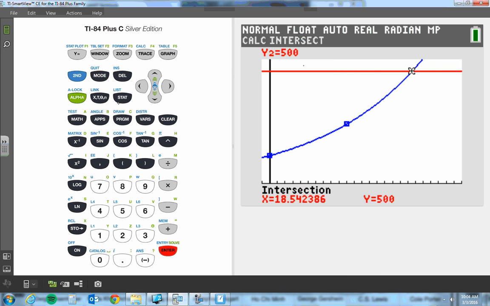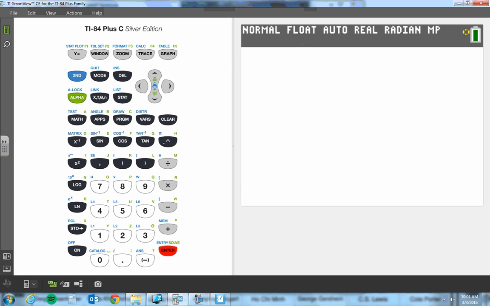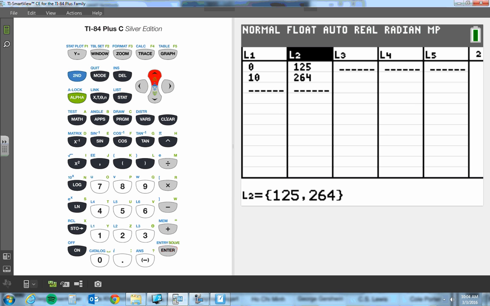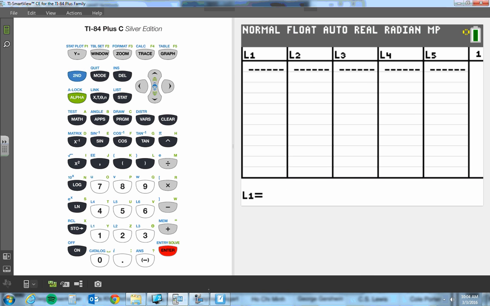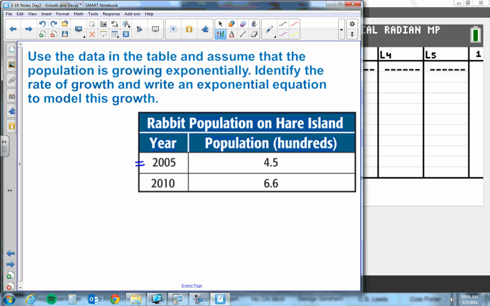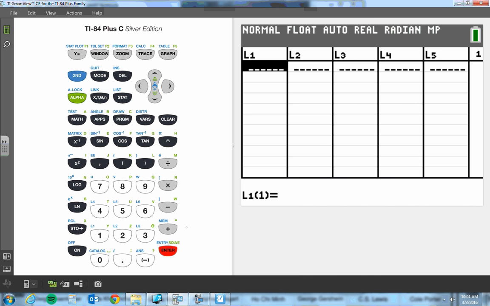Get into stat edit again. Type in your new data. Let's see, clear out the old: highlight the column heading, hit clear, enter. Highlight the next column heading, hit clear, enter. And I'm going to stick with the policy once again. The beginning year is year 0, and then this year is 5 years after that. That's the data I'm entering. 0 and 5 for X values. And what were the Y values? 4.5 and 6.6.